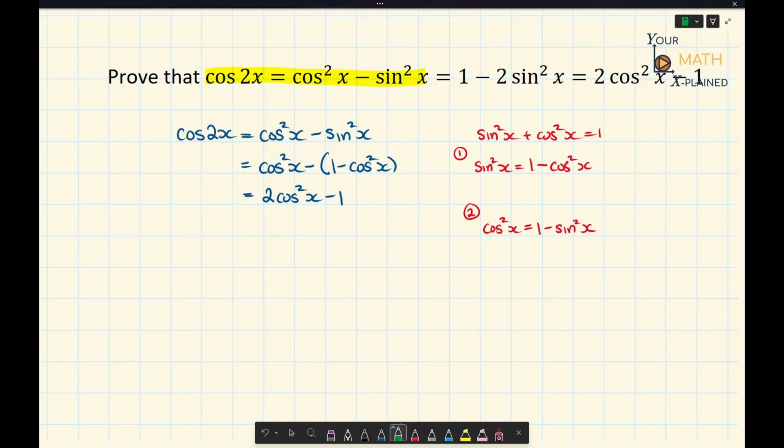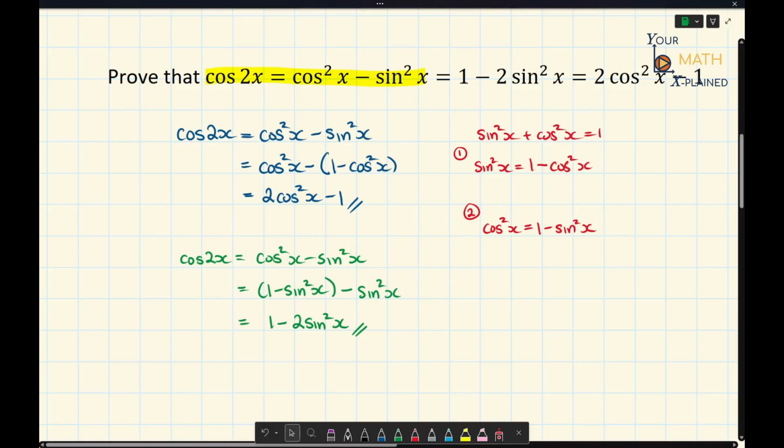And then we can do the exact same thing. So we start with cos 2x is equal to cos squared x minus sine squared x. But this time we're going to substitute the expression 1 minus sine squared x into cos squared x using our second equation. So then that becomes 1 minus sine squared x minus sine squared x. So then combining like terms, this is going to give us 1 minus 2 times sine squared x. So these are the two other expressions for cos 2x.